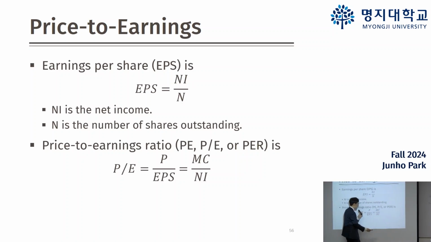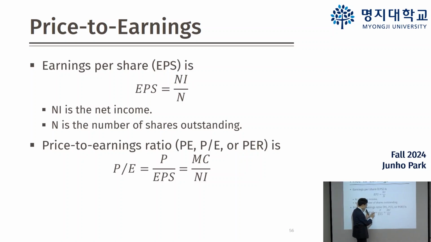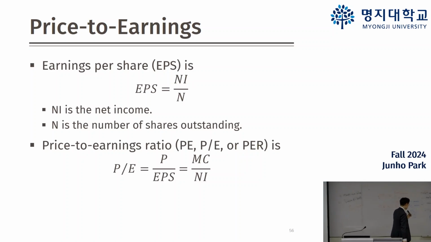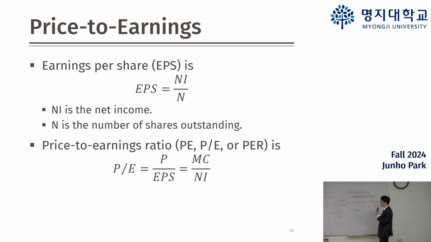So this is the second equation here. Price to earnings is defined as the price divided by the earnings per share, but at the same time, this is also market capitalization divided by the net income. And the rest of the procedure in the relative valuation is so simple.